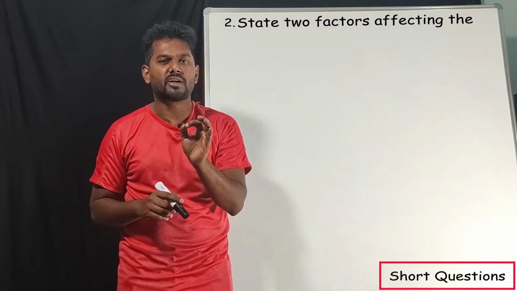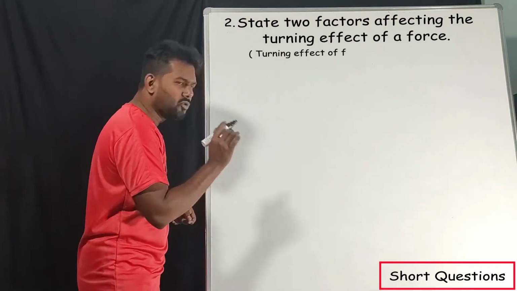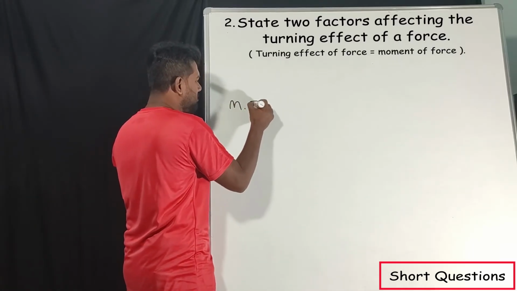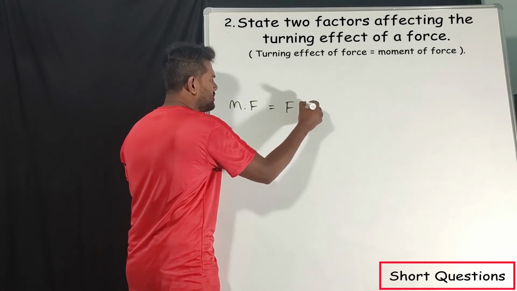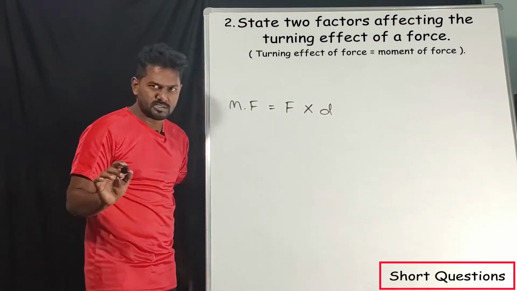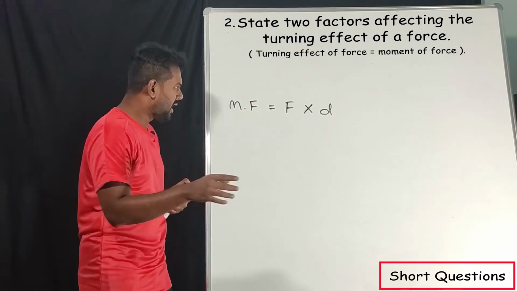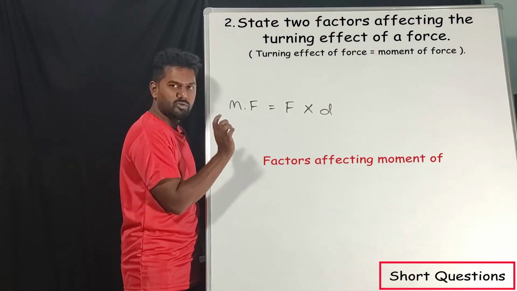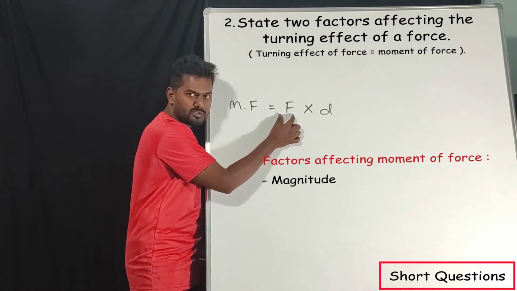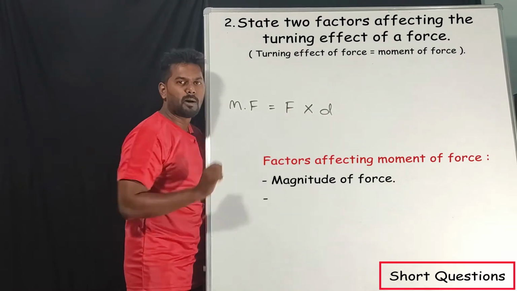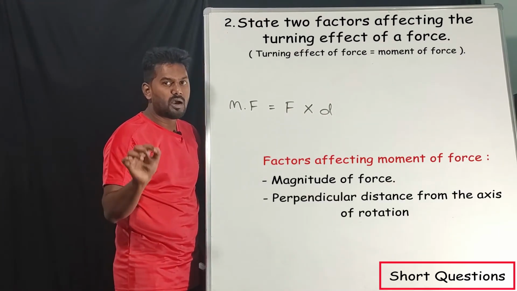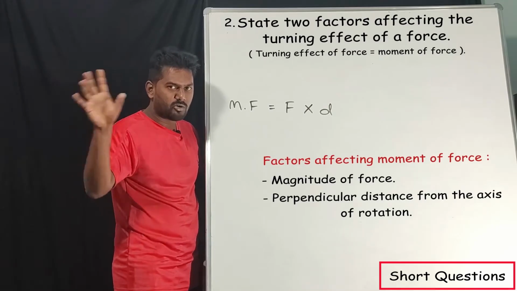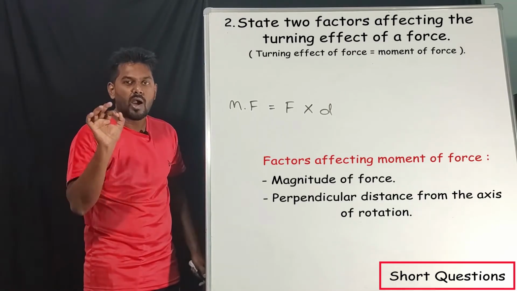State the factors affecting moment of force. If you want to answer this question, you should know the formula. Moment of force is equal to force into perpendicular distance, correct? This is the formula for moment of force. Now this is enough to answer this question. Which are the factors affecting moment of force? One, the magnitude of force. The second one, perpendicular distance from the axis of rotation. These two are the points you have to write.